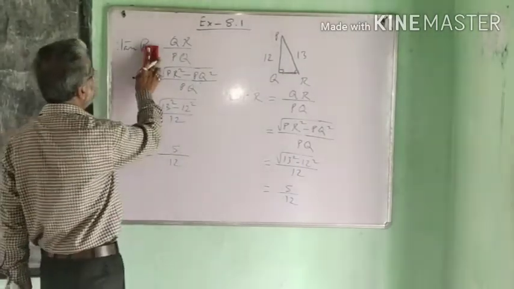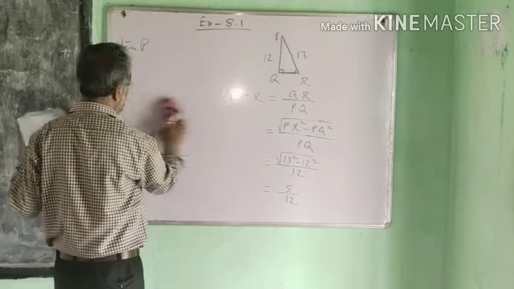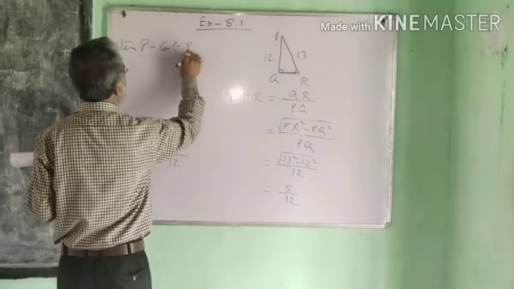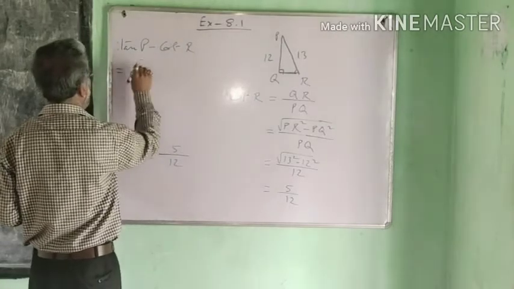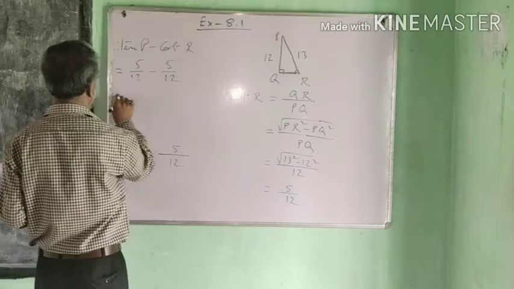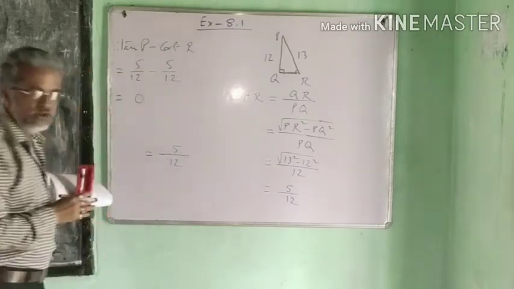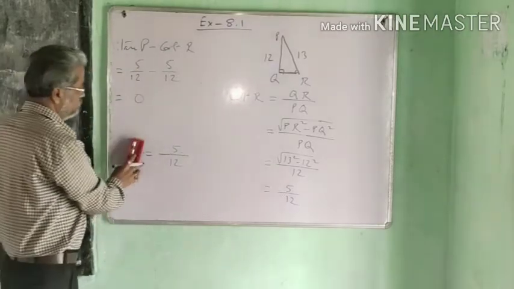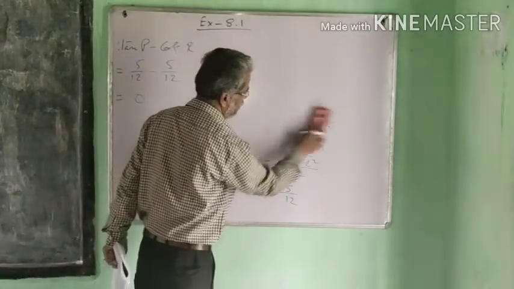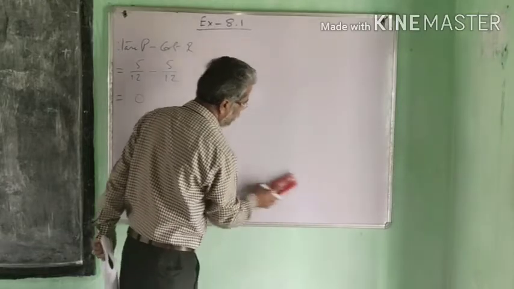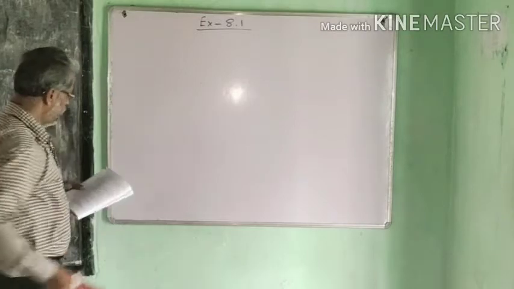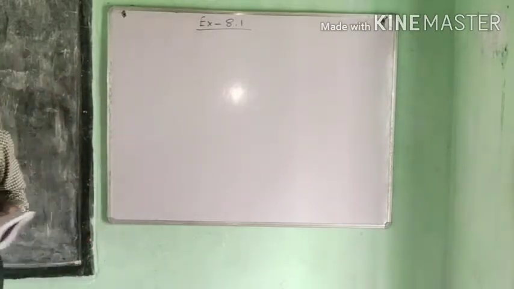So what we get? Tan P minus cot R, 5 by 12 minus 5 by 12 is 0. So the result is 0. Question number 3.